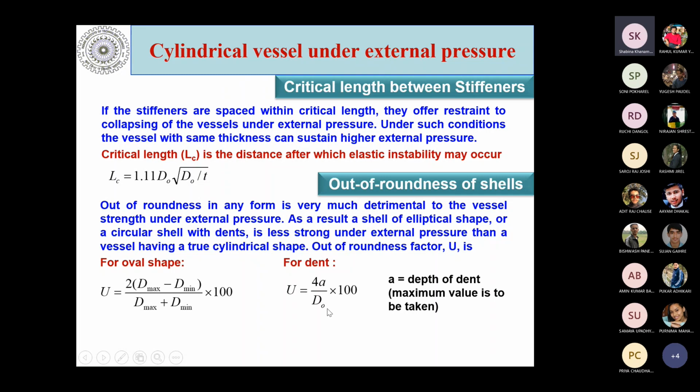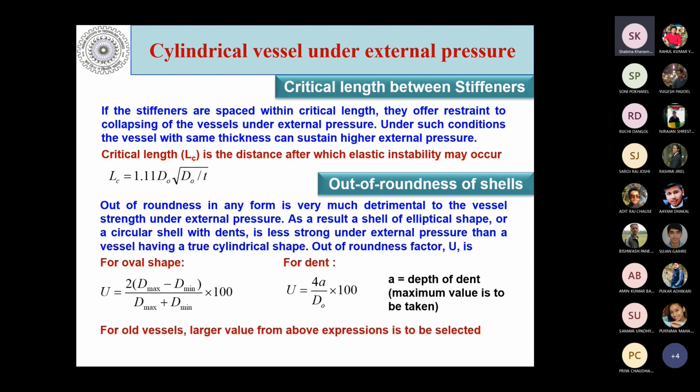For a dent we have capital U equal to 4a by D naught into 100, where a is the depth of the dent. So let's say if I have 4 or 5 dents, whichever is the maximum dent among these, for that we consider a, which has the maximum depth. In that way we define the out of roundness parameter.